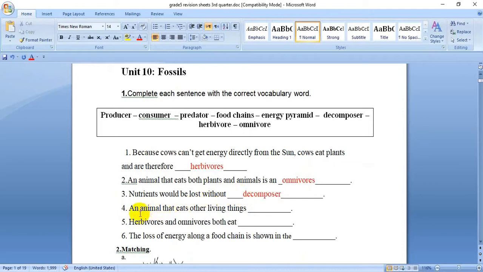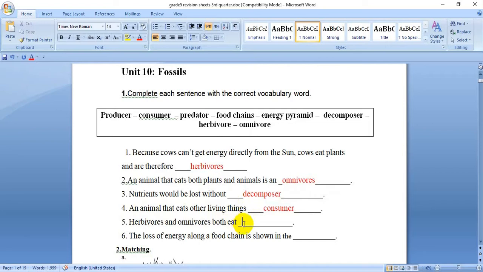Next, an animal that eats other living things. Which animals feed on other living things? We call them consumers.